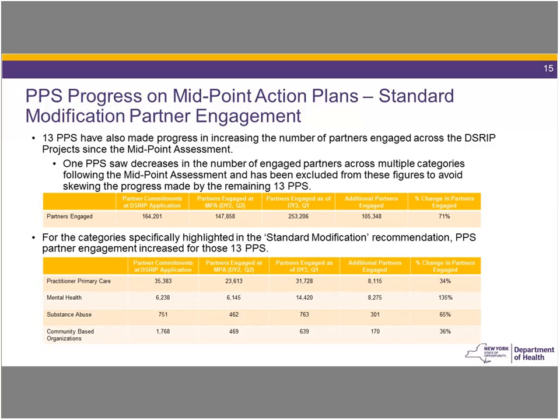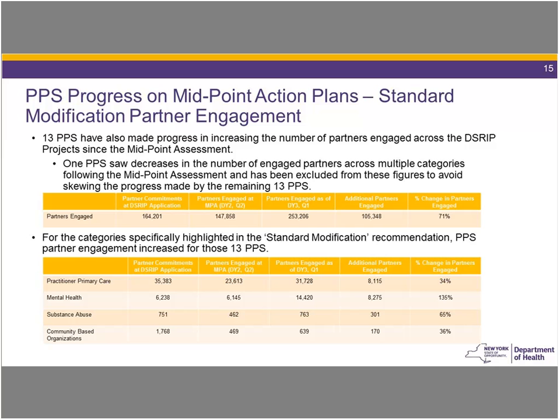In terms of mental health, we saw an increase from just over 6,000 to over 14,000 mental health partners engaged in DY3Q1. Substance abuse, an increase of 301 partners in the 3 quarters after midpoint, and for CBOs, an increase from 469 to 639 partners engaged by these 13 PPSs.